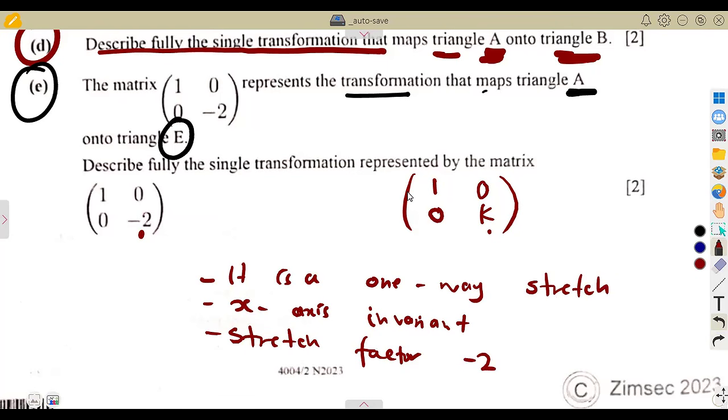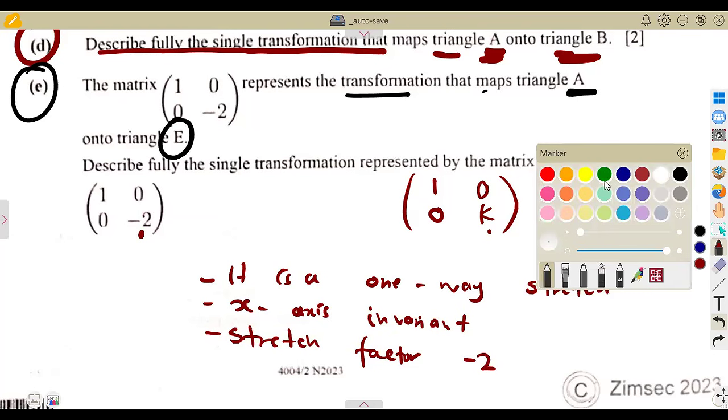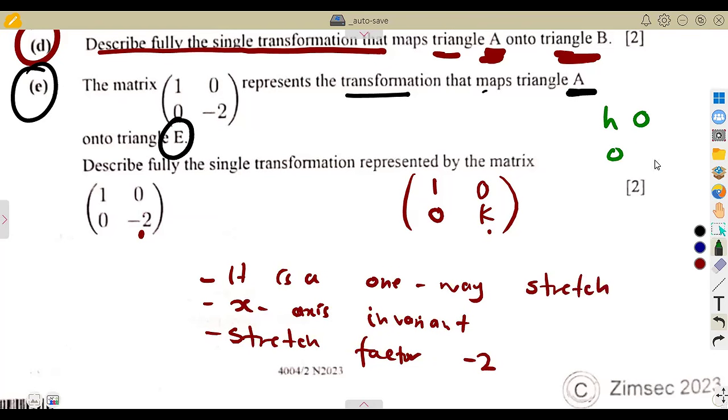The part represented by K, that is the stretch factor. So you can even use the H from a two-way stretch. Remember, the two-way stretch is the hook, like this. If you put a 1 here, it's a one-way stretch, x-axis invariant, and this is the stretch factor. If you put a 1 here, it's a one-way stretch, y-axis invariant, and this is your stretch factor. So just remember the hook, which is the two-way stretch.